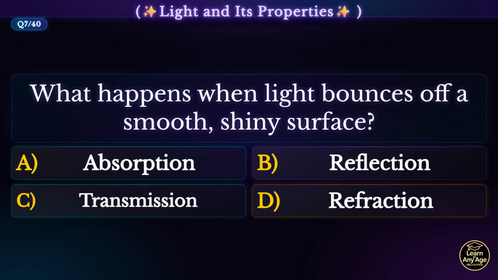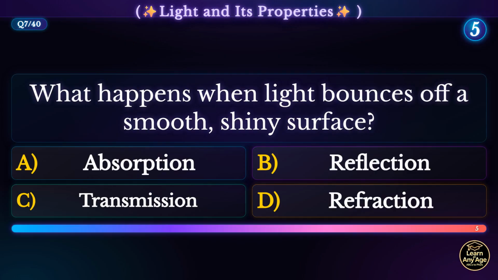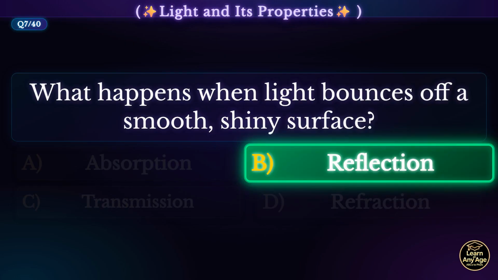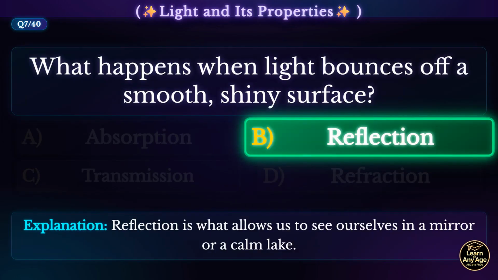What happens when light bounces off a smooth, shiny surface? Absorption. Reflection. Transmission. Refraction. Reflection. Reflection is what allows us to see ourselves in a mirror or a calm lake.